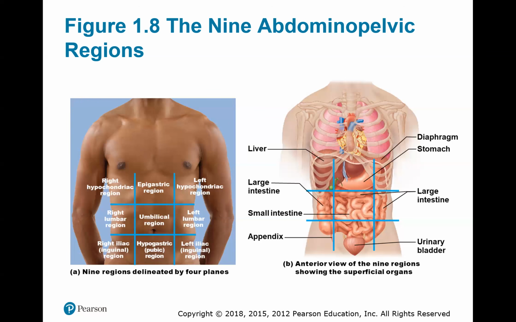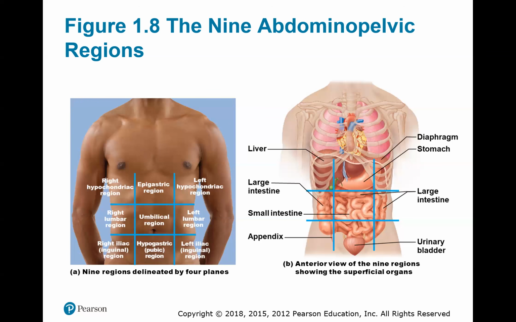And then finally, we have the right and the left iliac or inguinal region. Iliac is referring to the hip bone, the portion called the ilium. And then the inguinal is thinking of groin. That's how it gets its name. So if you know the right, you know the left when it comes to the sides, those lateral portions.